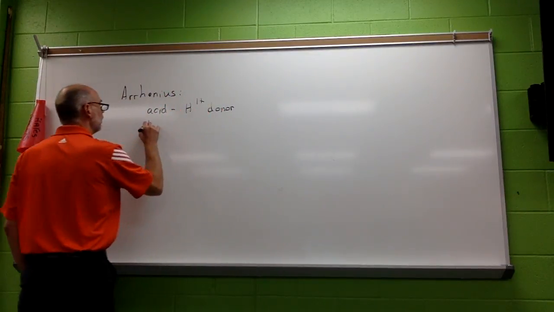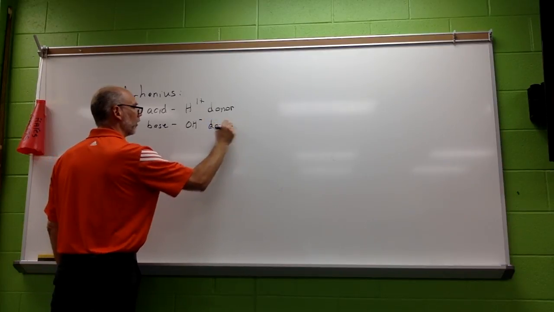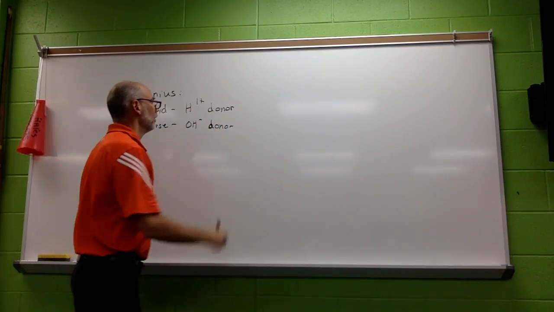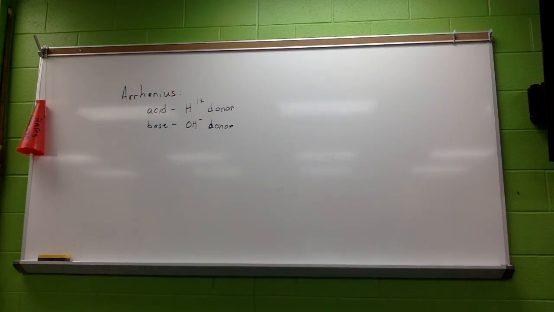A base is a hydroxide ion provider or donor. There is hydroxide ion present, and it completely dissociates with some sort of metal. You guys know some strong bases. What are some strong bases? Any of the group 1A, the alkali metal hydroxides, and technically the group 2A, or the alkaline earth metal hydroxides.